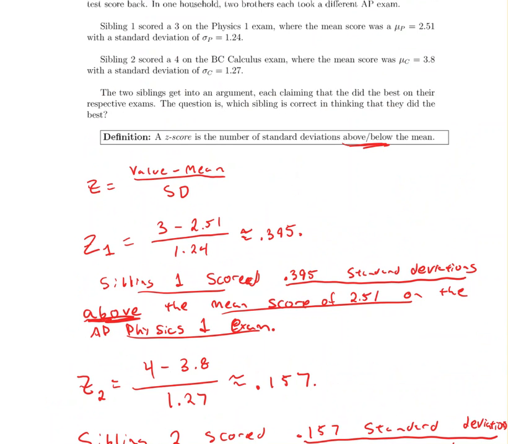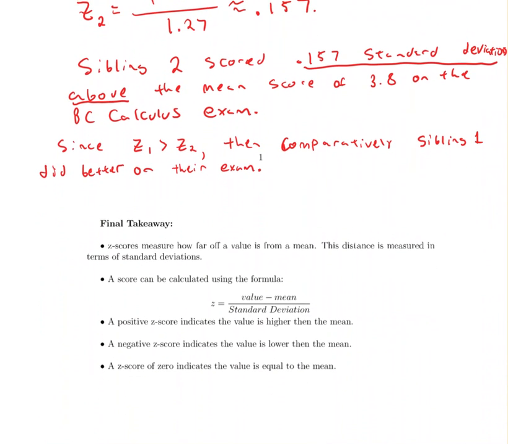So the takeaways we should have when we talk about z-score is that a z-score is a measure of how far off a value is from the mean, and this distance is being measured in terms of standard deviations. Additionally, we can calculate the z-score using the formula value minus mean, all divided by standard deviation. So this is going to standardize all our values. A positive z-score is going to indicate a value that is higher than the mean. A negative z-score is going to indicate a value that is lower than the mean. And if you have a z-score that is 0, that means that it is exactly equal to the mean.